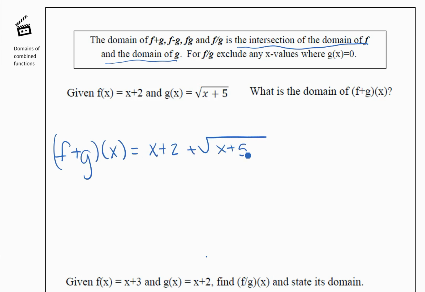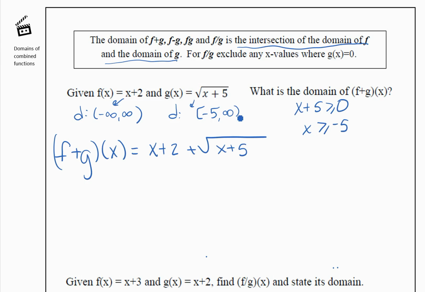Now let's talk about this in the intersection way. We know that the domain of f of x is negative infinity to infinity. And if we look at the square root of x plus 5, since it's a root function, to find the domain we need x plus 5 to be greater than or equal to 0, which means x must be greater than or equal to negative 5. So the domain of g of x is negative 5 to infinity.